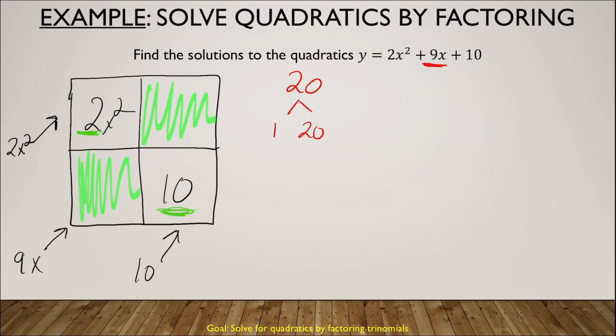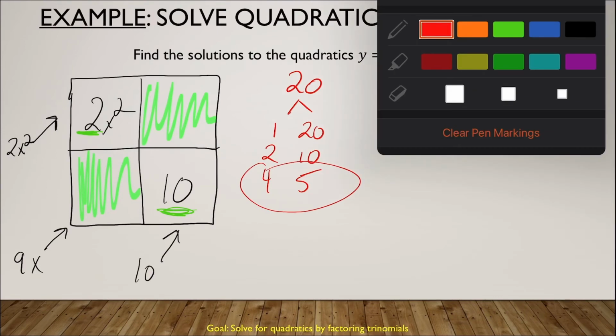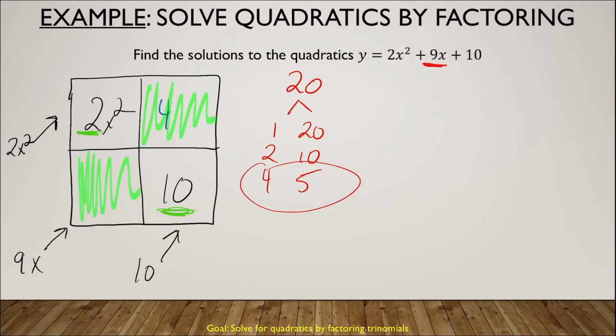Because they multiply to get 20, I either have to have both numbers negative or both numbers positive. So I have my positives here: 1 and 20, 2 and 10, and 4 and 5. And they need to add up to 9, so I get that 4 and 5 right there. So I can add those in right up here. I can say 4x and 5x, and it doesn't matter which one goes where.